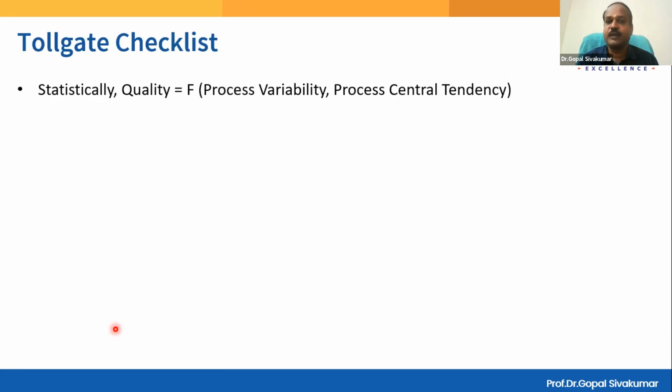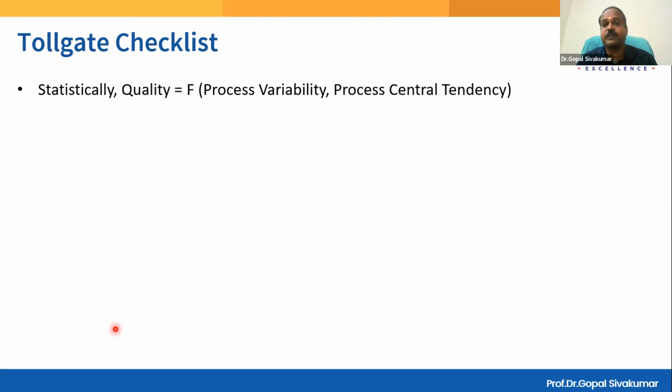Statistically, quality is a function of variability. Agreed? If variability is more, quality is less. If variability is less, quality is more. Quality not only depends on variability, but also on central tendency. What is central tendency? Process average. On an average, if I randomly pick up 10 products, what is the average quality? The average quality itself should be world class.